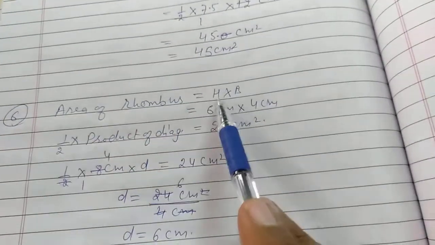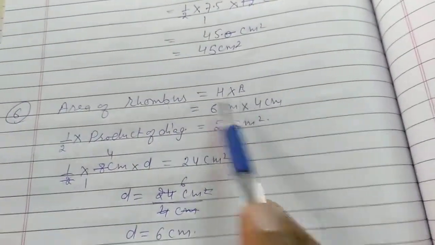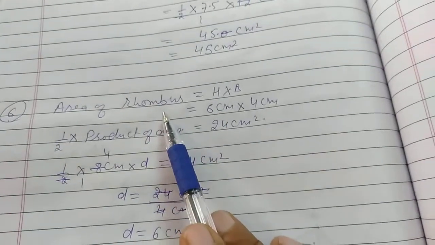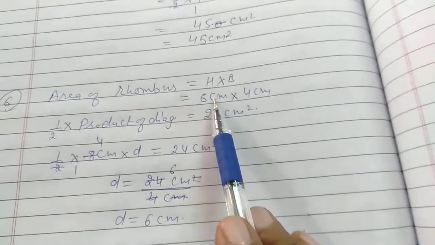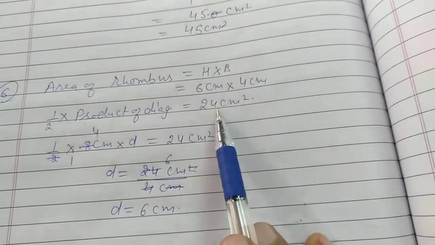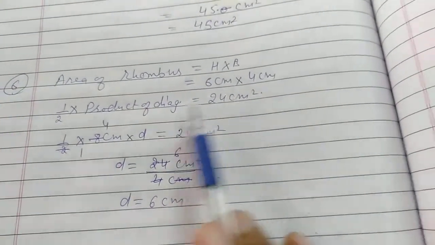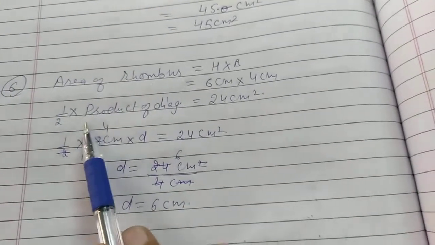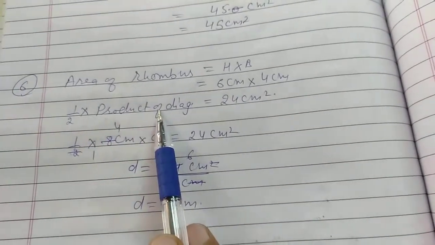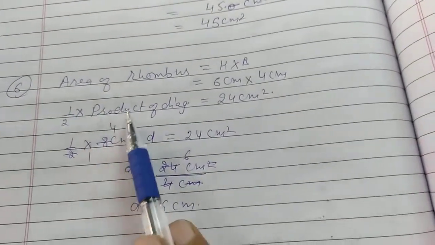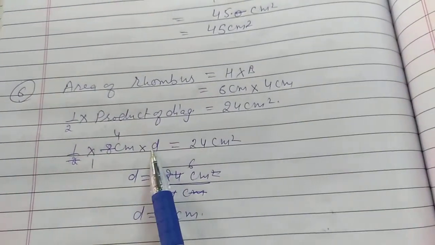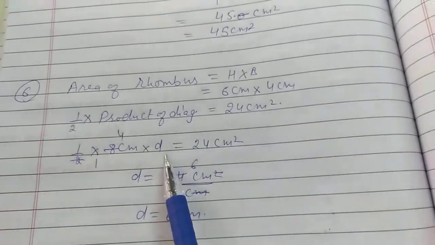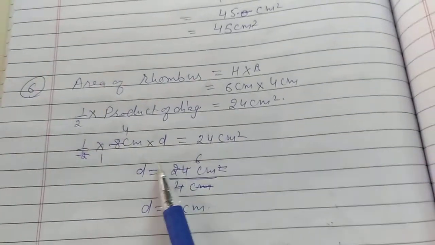The area of the rhombus is again height into base, because a rhombus is also a kind of parallelogram, and its area can also be found by the height and base. So this is 6 centimeter into 4 centimeter, that is 24 centimeter square. The area of the rhombus can also be found by 1 by 2 into D1 into D2. D1 is given as 8 centimeter, D2 is not given, so I have marked it D. You can mark it XYZ, any variable.